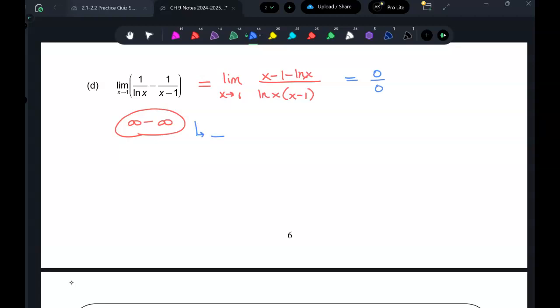Okay, so now I want to do L'Hopital's rule. In the numerator, we're just going to get 1 minus 1 over x. In the denominator, we're going to have to do the product rule. So we'll have 1 over x times x minus 1 plus natural log of x. It's pretty fun.